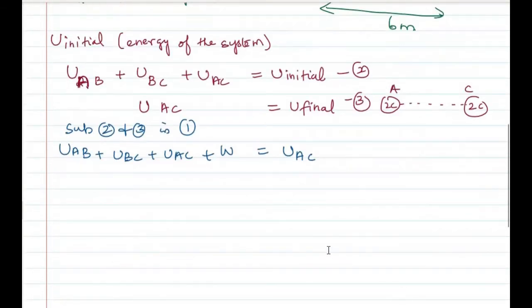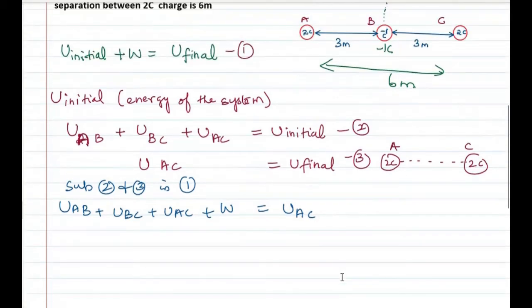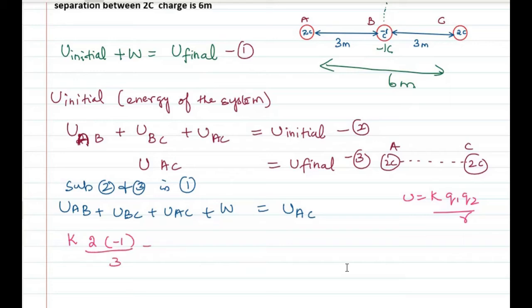So K into, so what is the charge between A and B? You have K. We know the formula for potential is K into 2 charges divided by R, right? So K into, Q1 is 2 between A and B, and B is minus 1, and the distance R is 3. Plus between B and C it is K into 2 into minus 1 divided by 3.